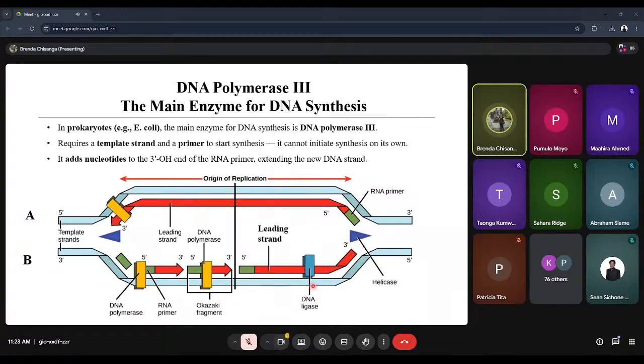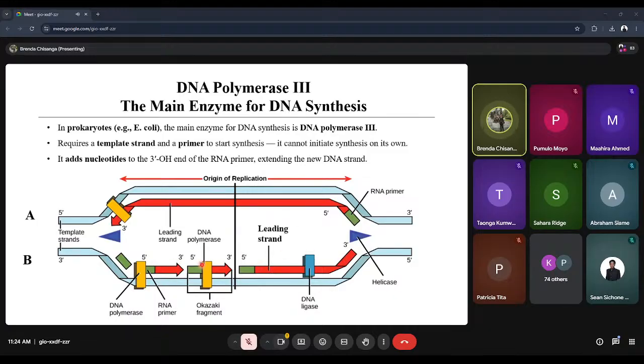And we know that the collection of everything there is referred to as a replication bubble. A replication bubble has got 2 replication forks and 1 origin of replication. Now, I want to segment this diagram into 2 so that I can explain. So I'm going to start by showing you a region comprising only this end, and then I'll show a region comprising this end, because maybe explaining everything at once might be a bit confusing.